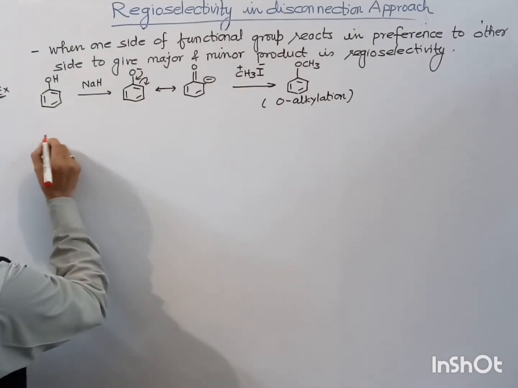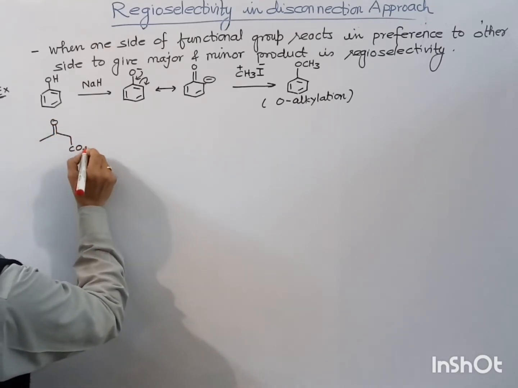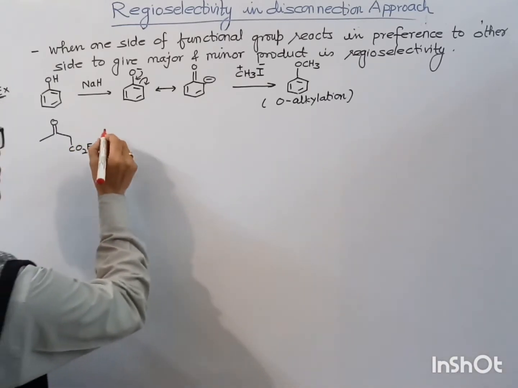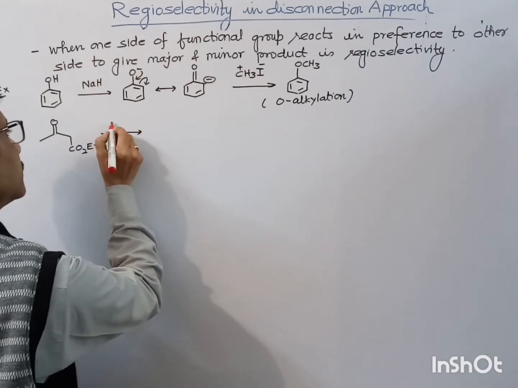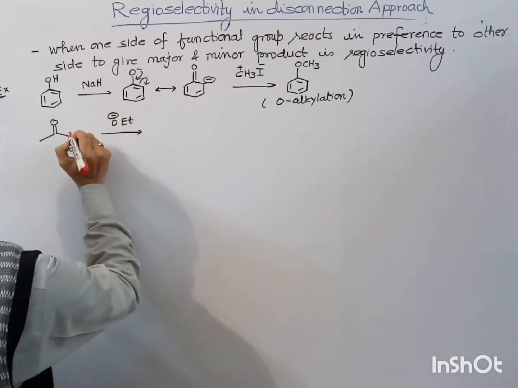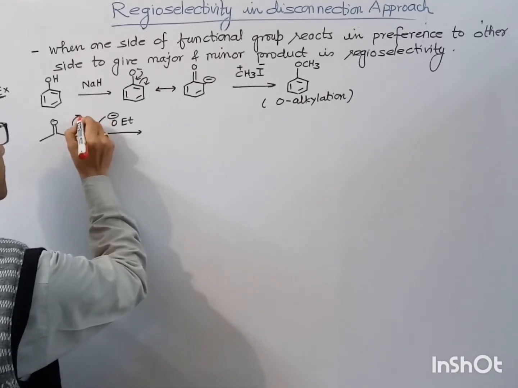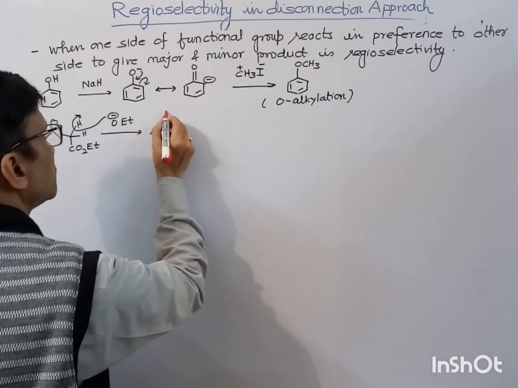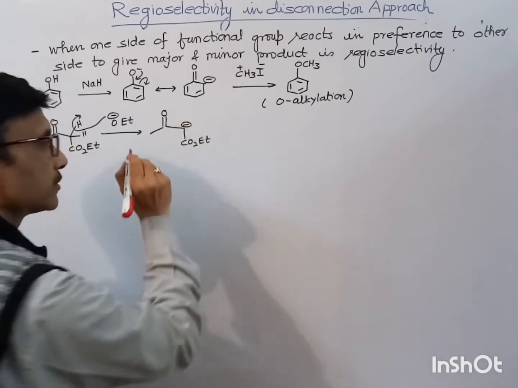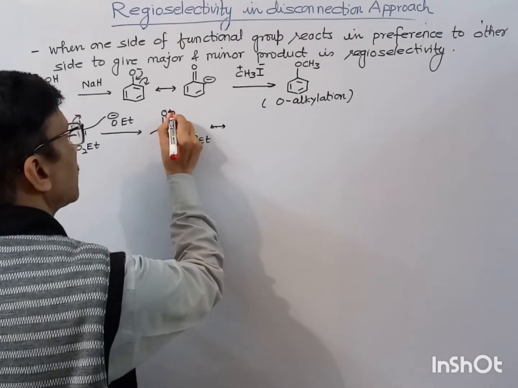Now suppose we have a ketoester. In the presence of a base, suppose we have sodium ethoxide, it will grab this acidic hydrogen from here and it will give you a minus charge over here. Now this can be converted into an enolate ion.